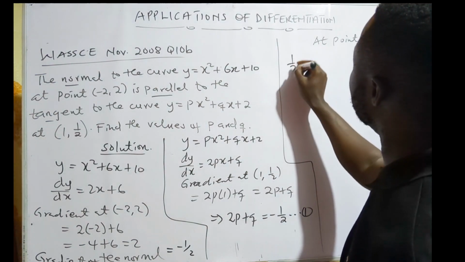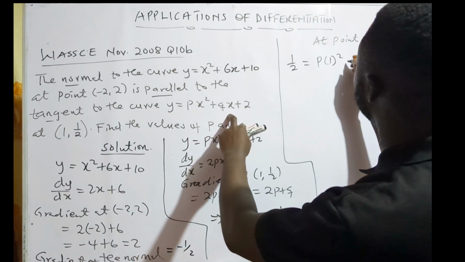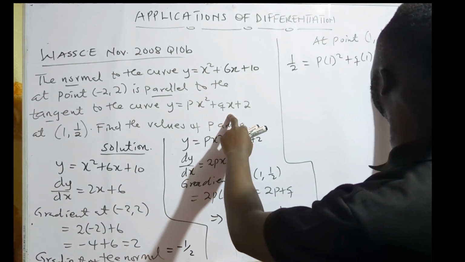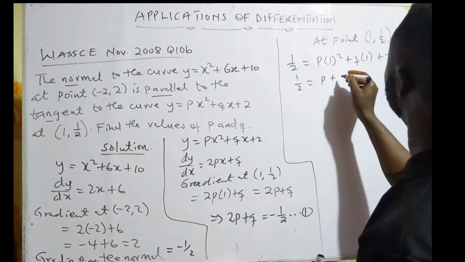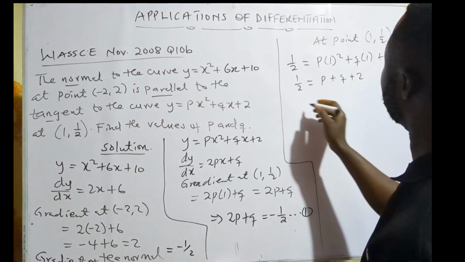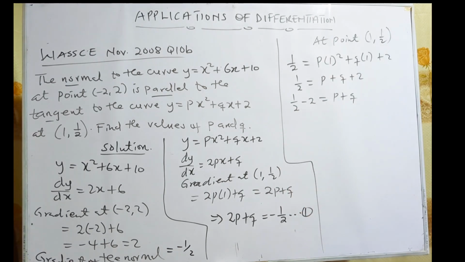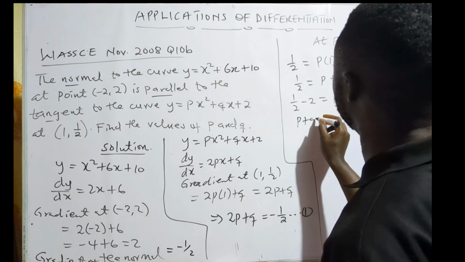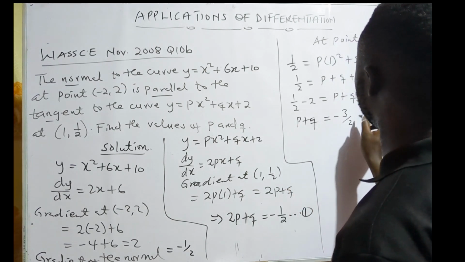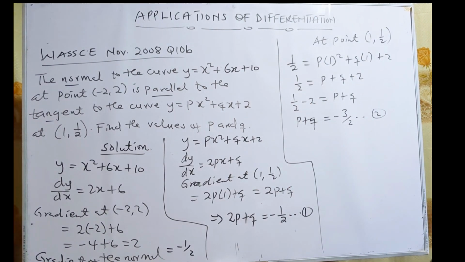So what is my y? 1 over 2. So 1 over 2 is equal to p. What is the x? 1 squared plus q multiplied by 1 plus 2. Alright, so my 1 over 2 will be equal to p plus q plus 2. So 1 over 2 minus 2 is going to be p plus q. What is 1 over 2 minus 2? It's going to be minus 3 on 2. So p plus q is minus 3 on 2, equation 2.